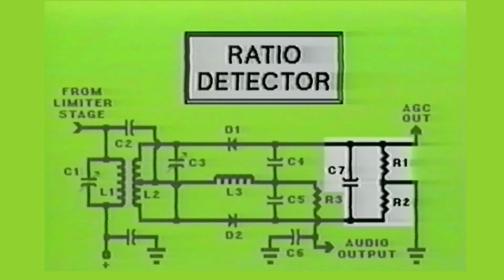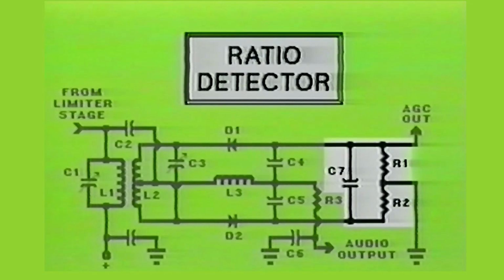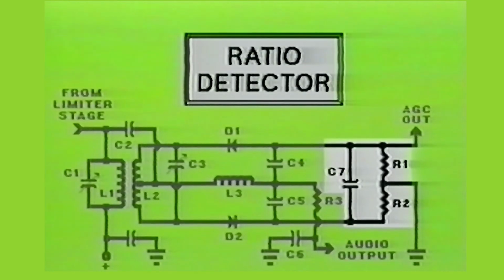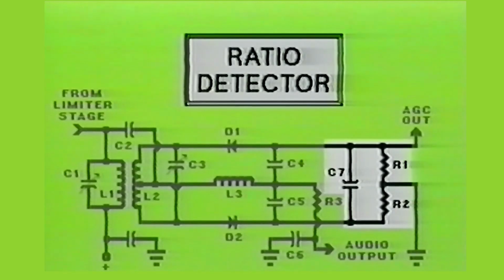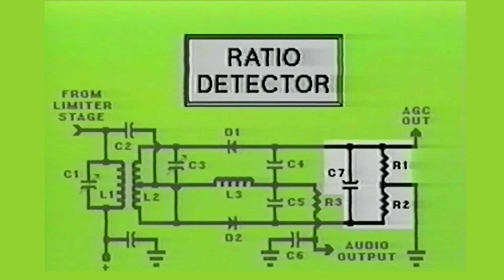Now notice the last portion of this circuit containing capacitor C7 and resistors R1 and R2. Capacitor C7 is of such a large value that it discharges very slowly through resistors R1 and R2. In fact, the discharge is so slow that the negative voltage potential at the top of resistor R1 is directly proportional to the average IF signal's input level to this circuit.